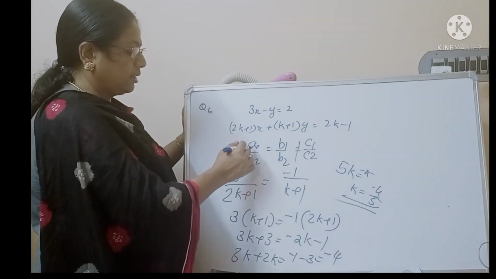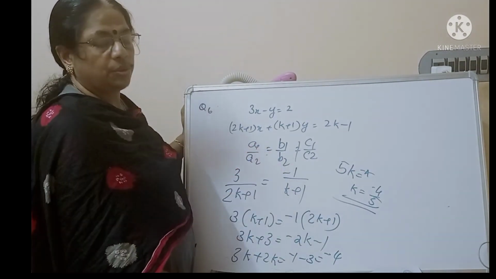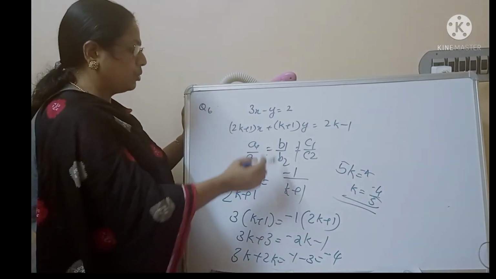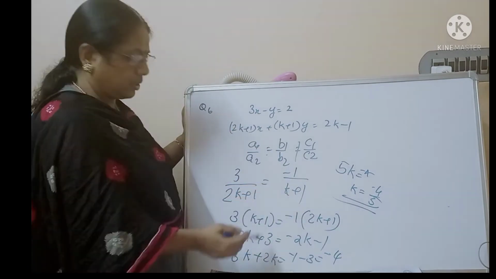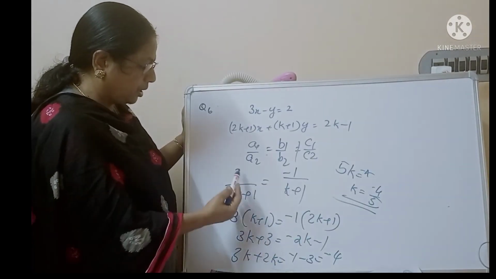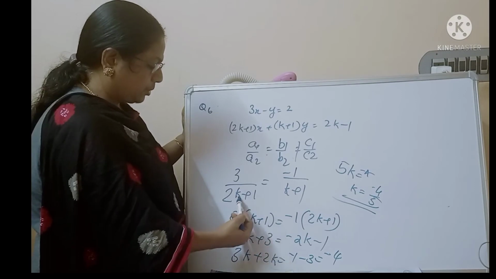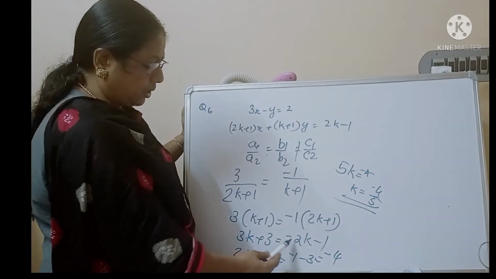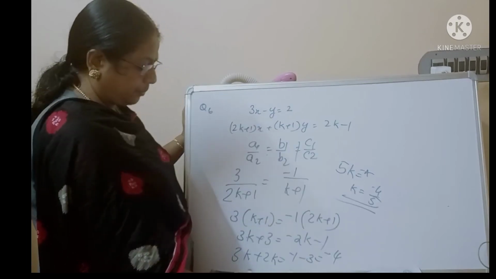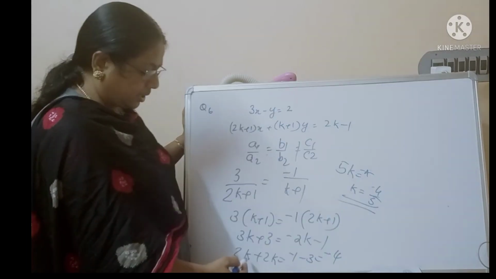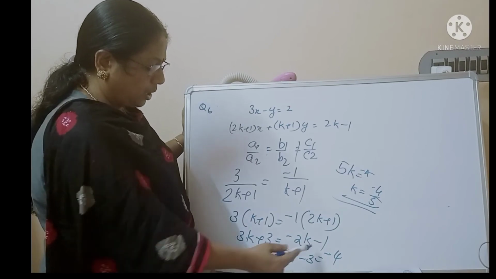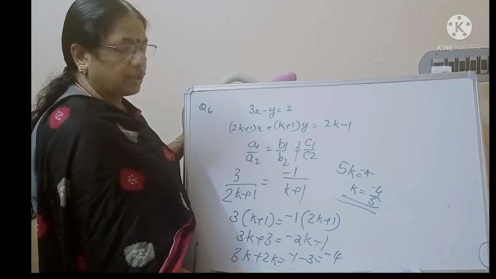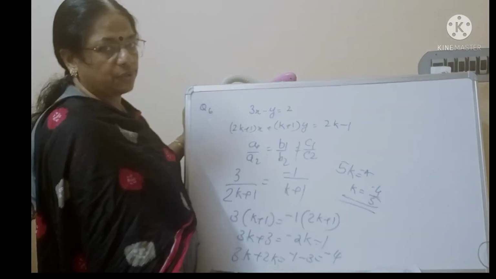That means a1 by a2 equal to b1 by b2 not equal to c1 by c2. So 3 by 2k plus 1 equal to negative 1 by k plus 1. Cross multiplying, 3 into k plus 1 equal to negative of 2k plus 1. So 3k plus 3 equal to negative 2k minus 1. Moving negative 2k to the opposite side, 3k plus 2k equal to negative 1 minus 3, which is negative 4. So 5k equal to negative 4, k equal to negative 4 by 5.